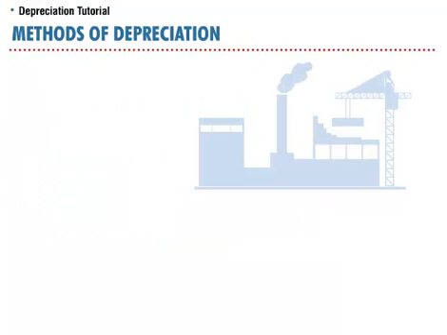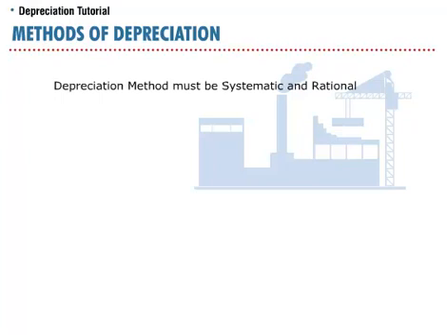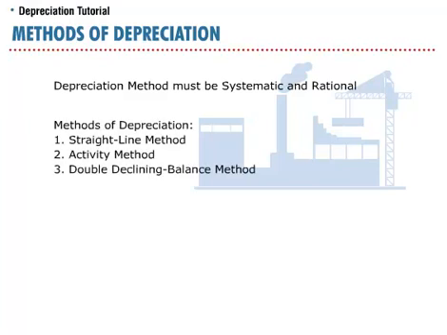The third factor involved in the depreciation process is the method of cost allocation. The depreciation method employed should be systematic and rational. In practice, various depreciation methods are used. In this tutorial, we discuss the following methods. 1. Straight line method. 2. Activity method. And 3. Double declining balance method.